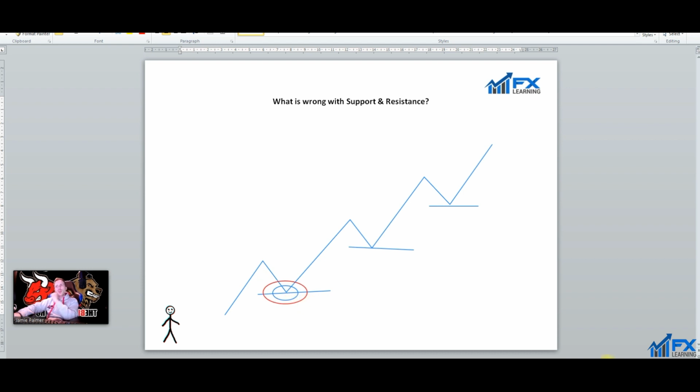Now, what do you think Bob is doing when price comes to here? What do you think Bob is doing? What do you think everybody else is doing that has bought here, and also maybe here as well, right at the bottom of this trend? What do you believe all these traders that have bought here are now doing here? They're selling their position. They've banked the profits.